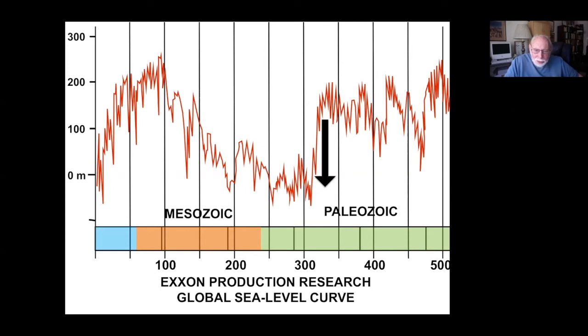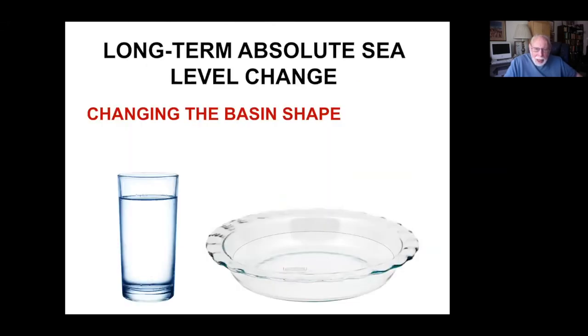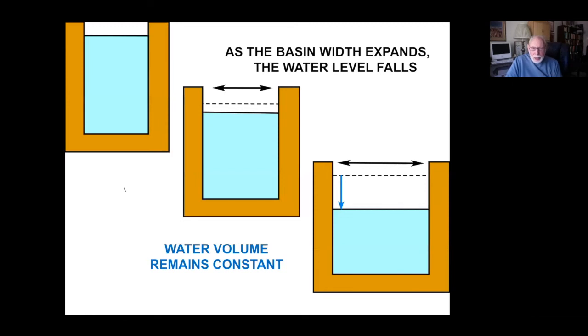But we also have some falls, and particularly the fall around 300 to 325 million years is a remarkable drop in sea level. And another way you can change sea level and get it to fall is to widen the basin. So if you take a tumbler of glass, water stands up so high, but if you put it in a pie pan, the same amount of water stands much lower. And so as the basin width expands, the water level falls.